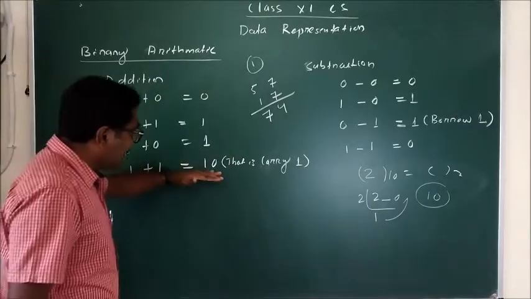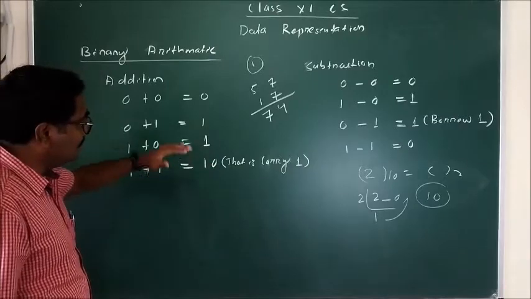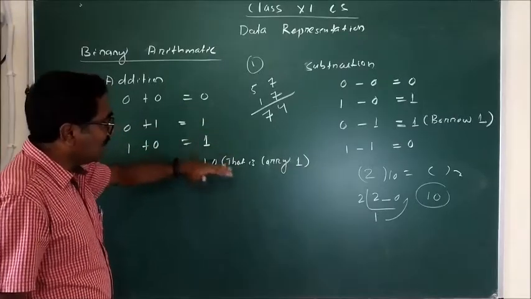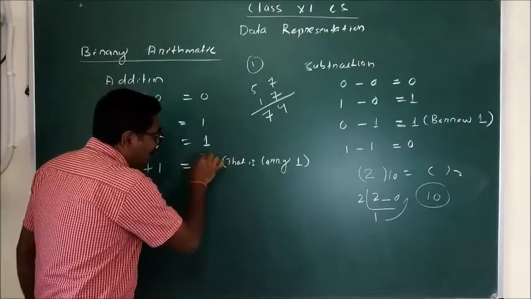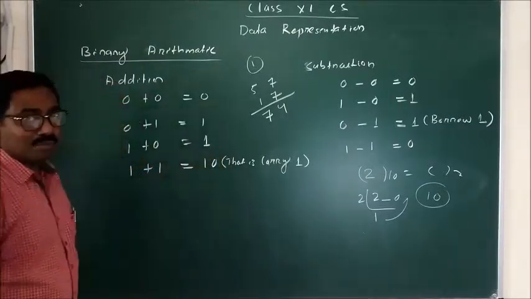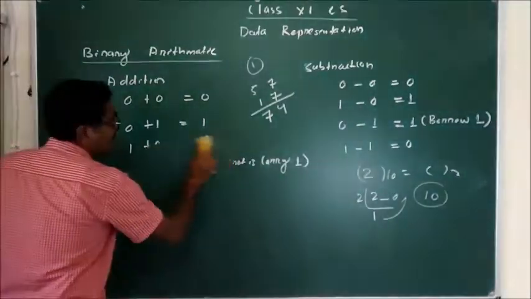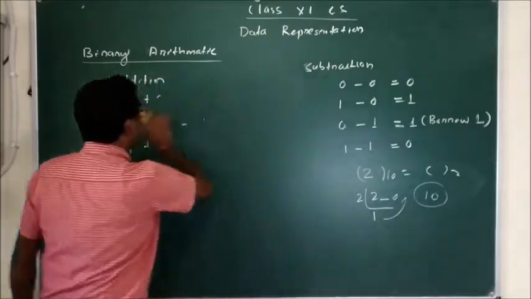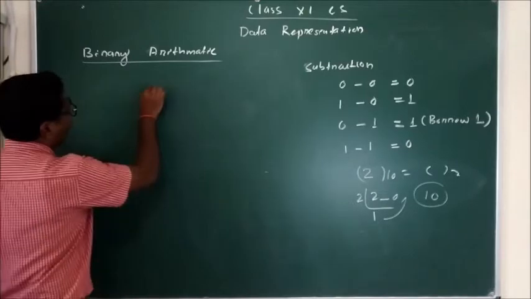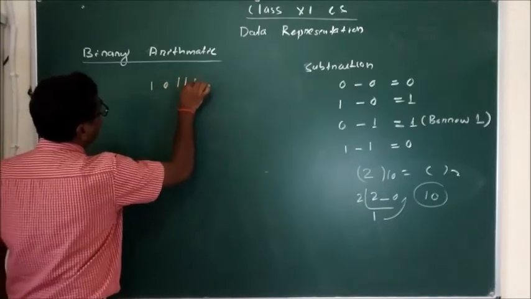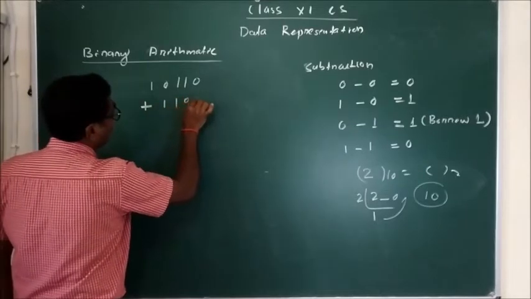In case of binary also we have to do the same thing: in case of getting 2, or getting 1 0, we have to take the result as 0 and we have to take this 1 as a carry bit. For example, we have two binary numbers, 1 0 1 1 0 plus 1 1 0 1.